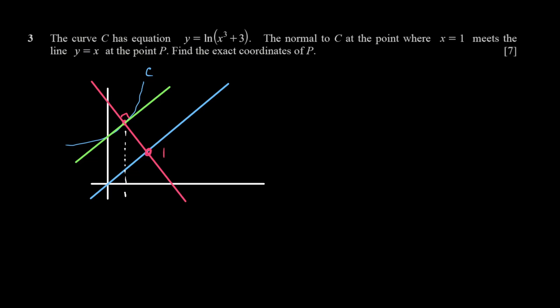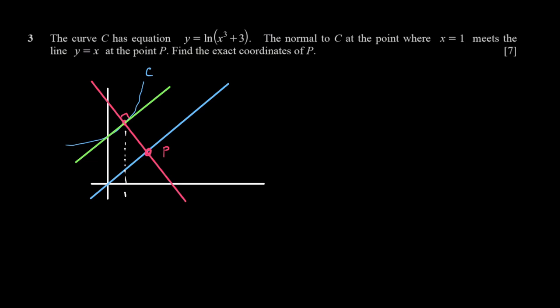So how do we approach this question? Well, firstly, we need to find the equation of the normal to the curve. How are we going to find the equation of the normal at the curve? We need to know two things. We need to know the gradient of the normal, and we need to know the coordinate point. And how are we going to find the gradient of the normal? First, we need to find the gradient of the tangent. Okay, so let's try to work through all of that.